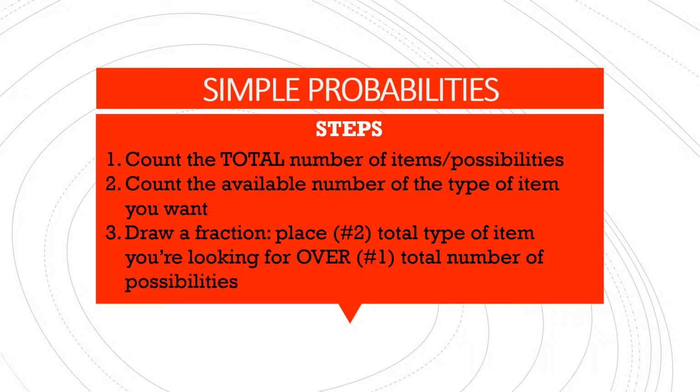Well, the total possibilities is going to be the number of cards that are in the deck. So you want to count the total number of possibilities if you were to just close your eyes and select something at random. Number two is you want to count the available number of the type of item that you want. If you want to select a king out of a deck, there are 4 kings in a deck of cards, so the available number of what you want is 4. And then you want to draw a fraction. You want to place number 2, the available number of the type of item you want, that's the kings, over the total number of possibilities, and that's all the cards in the deck.